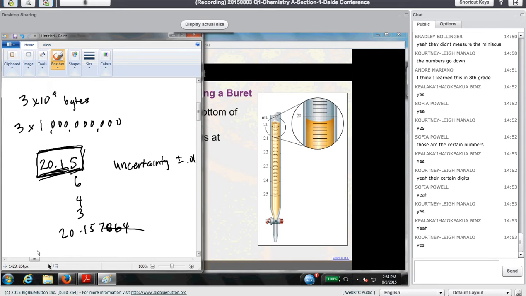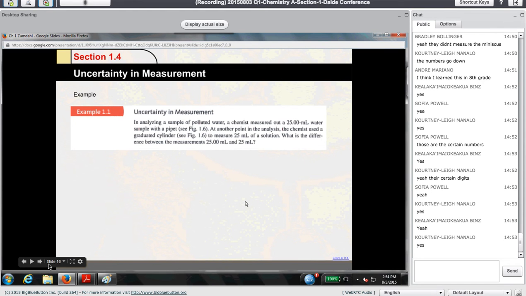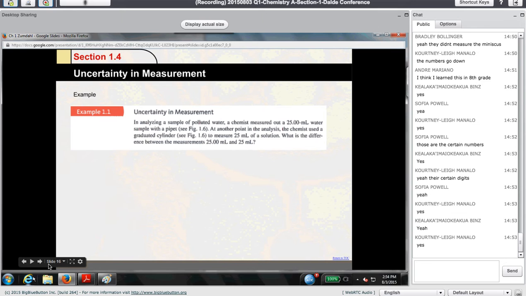Is that precision or accuracy? Okay. Here's what precision is and here's what accuracy is. There's a difference between precision and accuracy, and let's not talk about that until we talk about this example. To analyze a sample of polluted water, a chemist measures out 25 milliliters of water in a sample pipette. See figure 1.6.